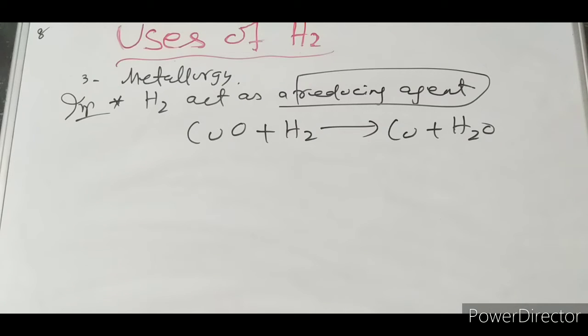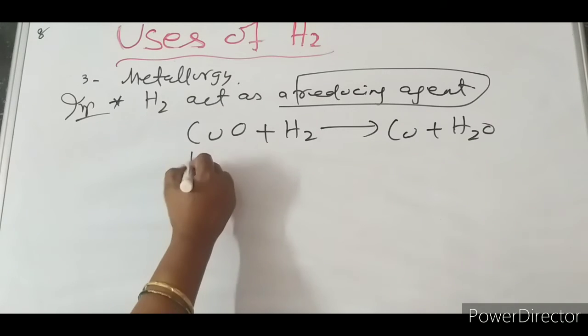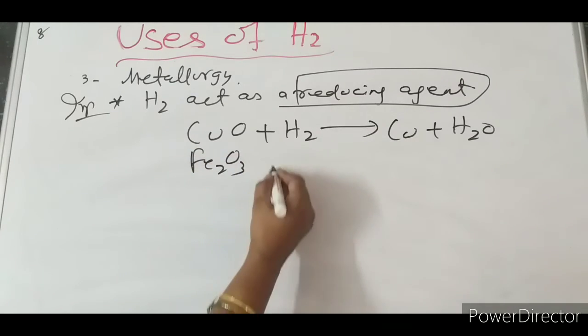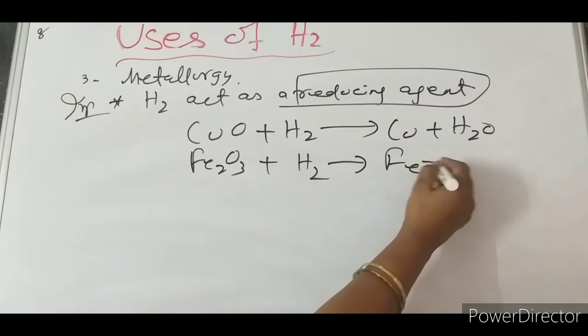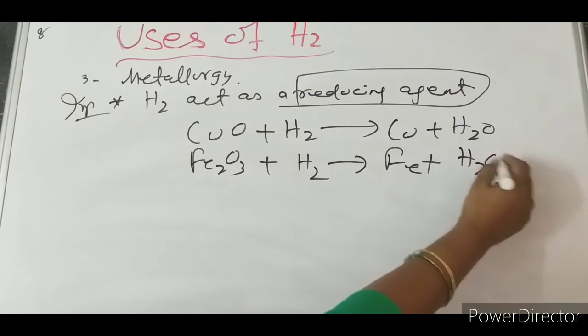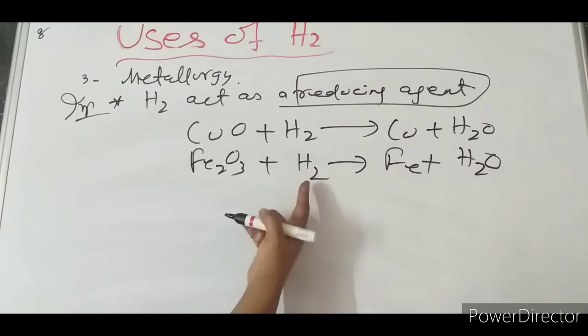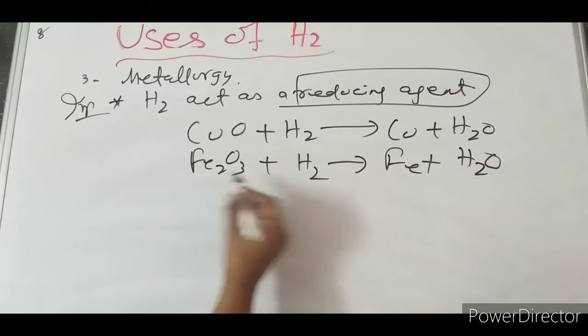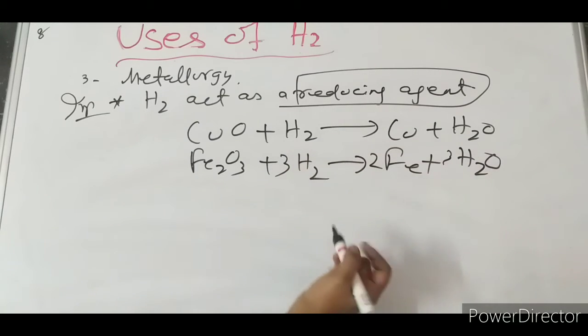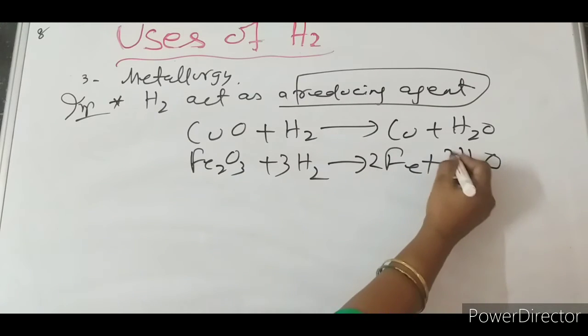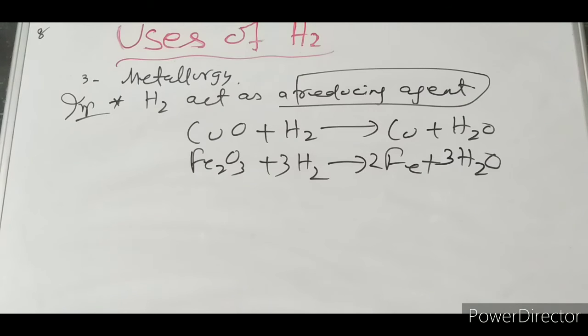Here also, Fe2O3 with hydrogen. Along with that, what are we getting? We are getting Fe with water. Balancing: Fe2O3 plus 3H2 gives 2Fe plus 3H2O. It is balanced. This is the use in metallurgy.